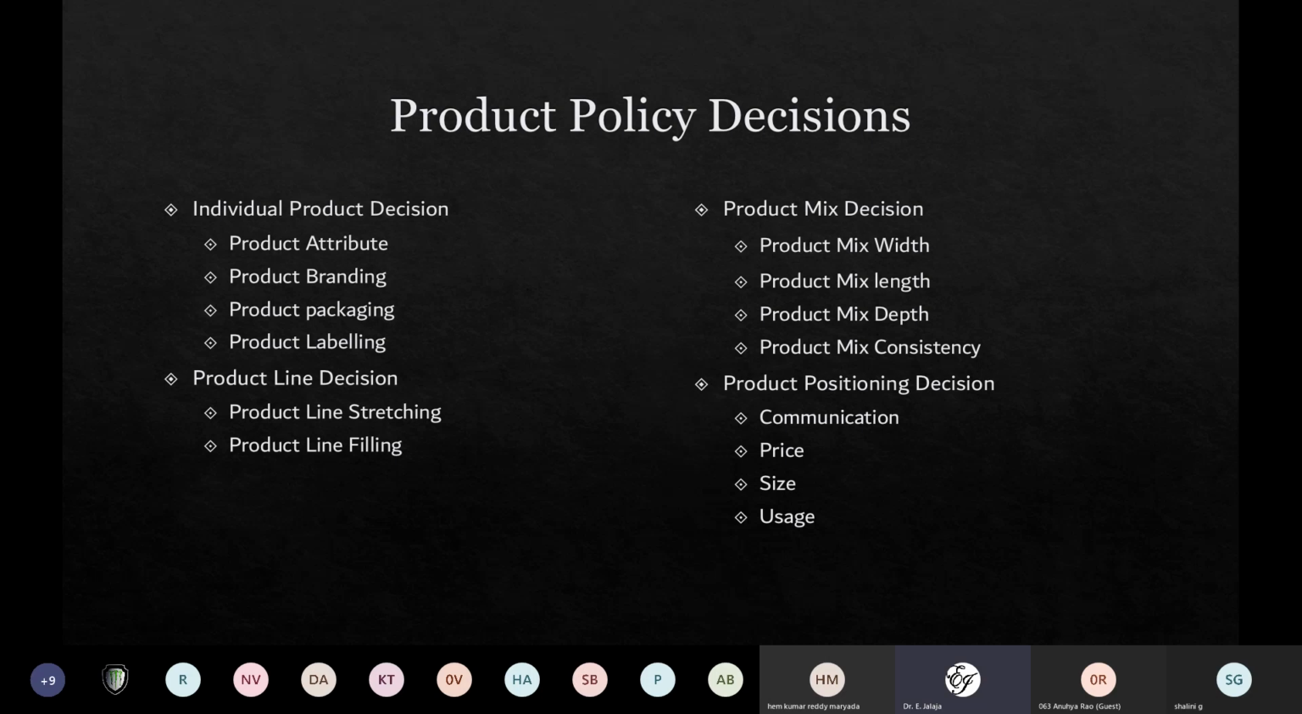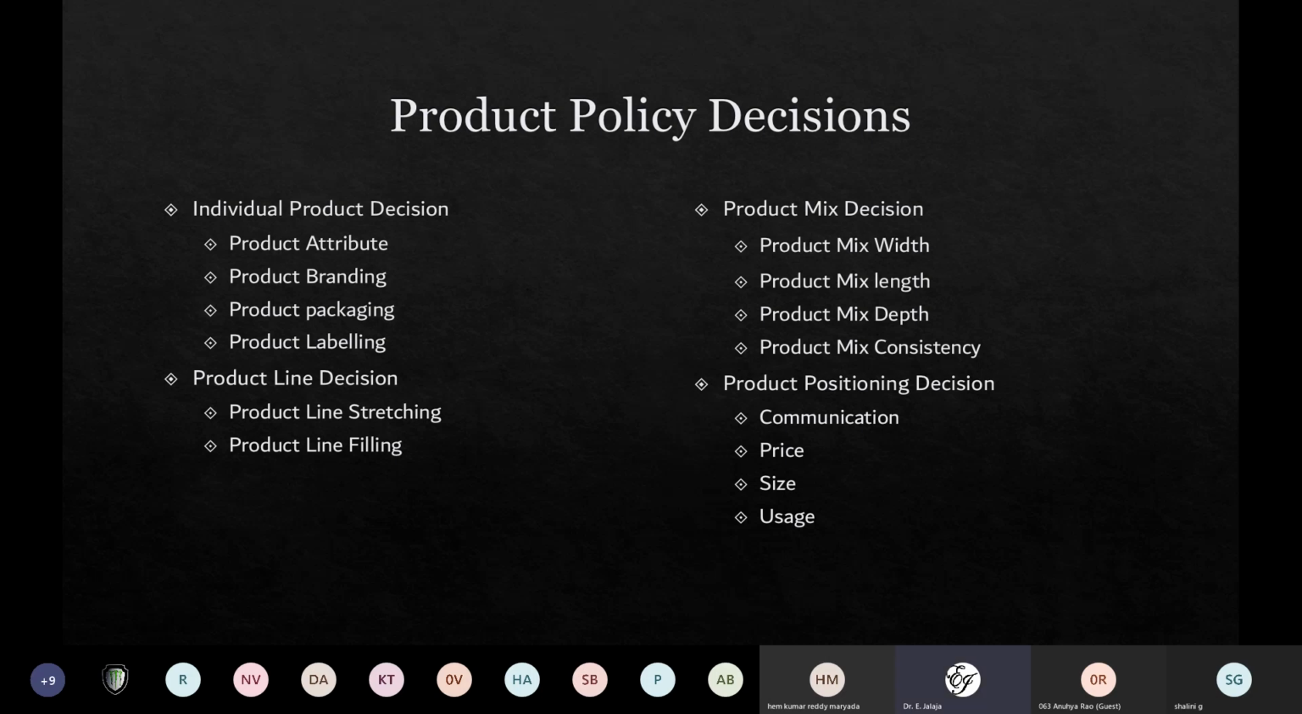First of all, if you take individual product decision, you need to decide about the product attribute. What is attribute? The quality, design, feature, style, all these are the attributes of a product. Right? How it should be, what color it should be, the size, what is the quality we need to maintain, the type of material we are using in the product. You are going to decide all these things. That's a policy matter, because today you're deciding and it won't be changing that easily.